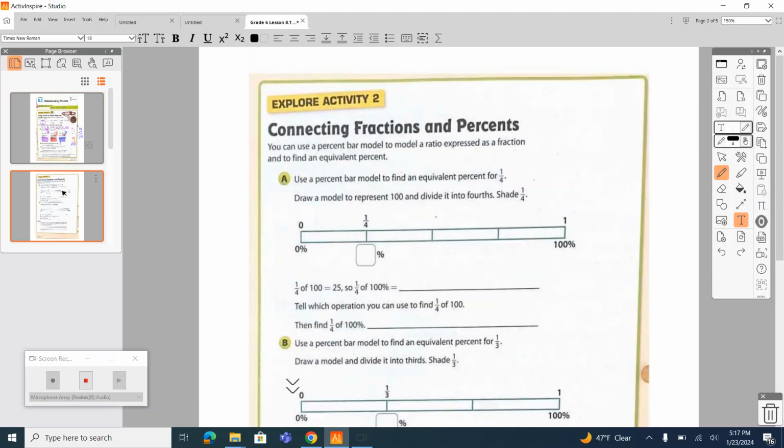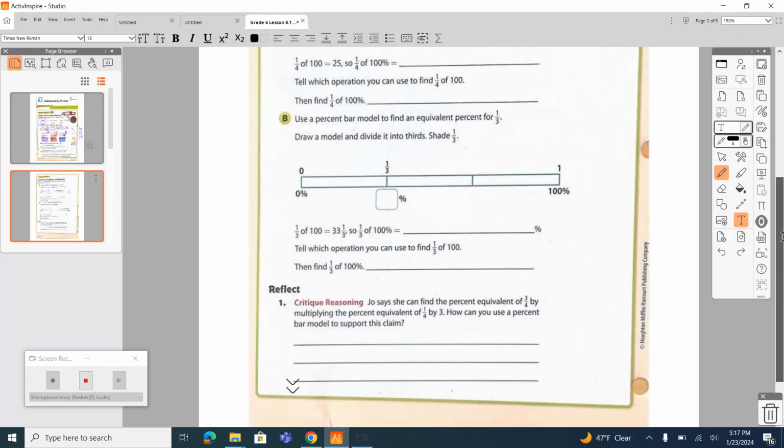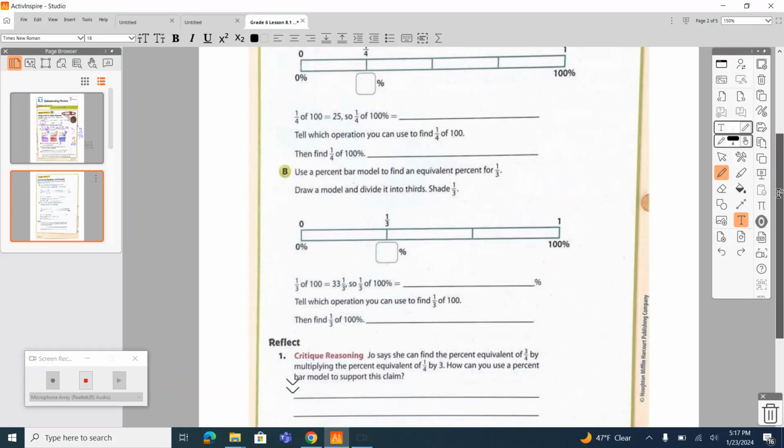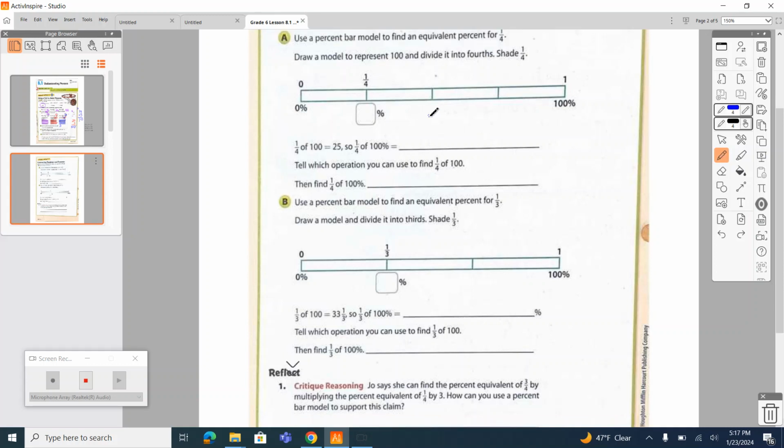On the next page, they show it with some bar diagrams, but really I would want you to continue to do this idea of equivalent fractions or equivalent ratios. So if we had 1/4 equals some number over 100.